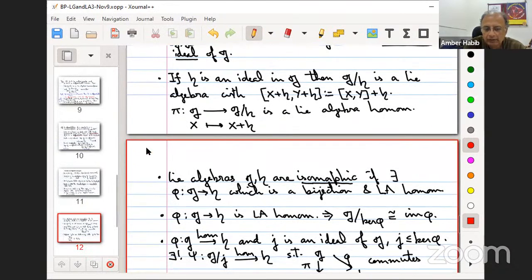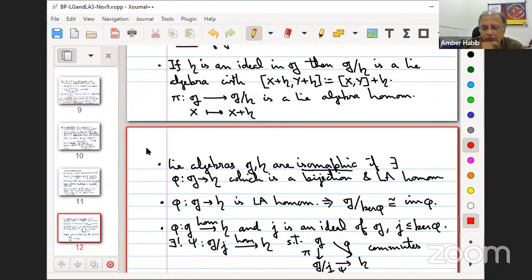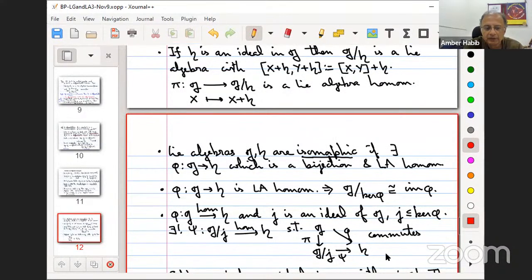If you have a homomorphism φ from G to H and J is an ideal which is contained in the kernel of φ, then your φ induces a map from G quotiented by J. So J doesn't cause any problems because φ was killing it. And you get a unique map from the quotient so that this diagram commutes: projecting from G to the quotient and then from either the original or the quotient going to H, this diagram commutes.